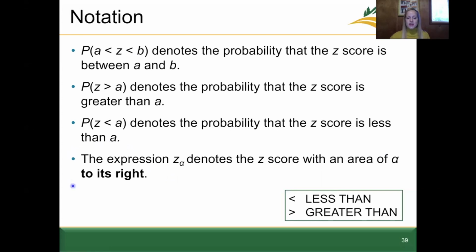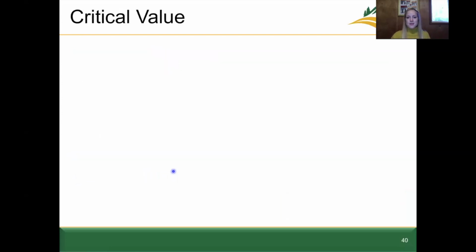Remember, this is the trickier case when we have to figure out a probability or an area value to the right of a given z-score. This is the notation that we use for those cases. We'll do an example of this. First, a few more definitions.